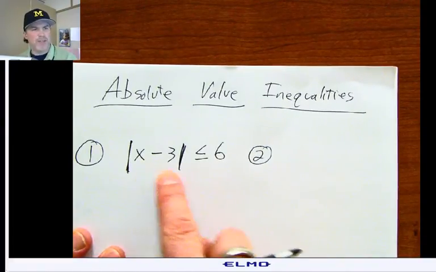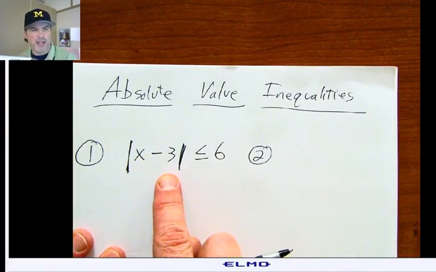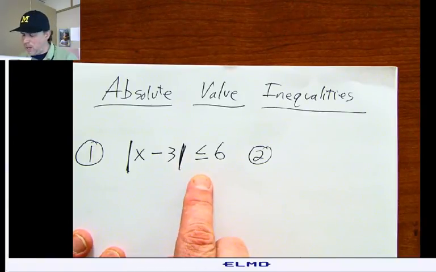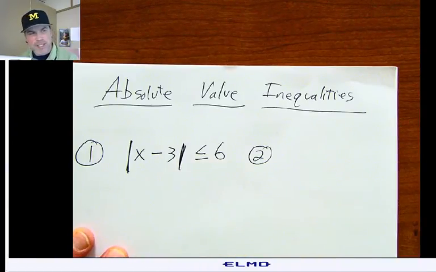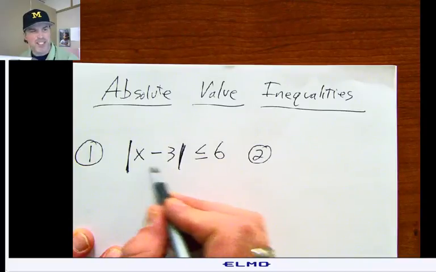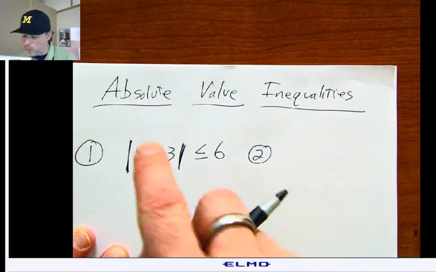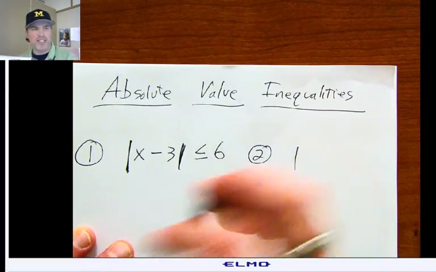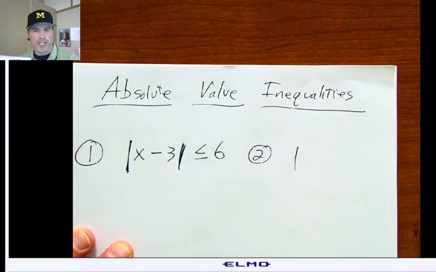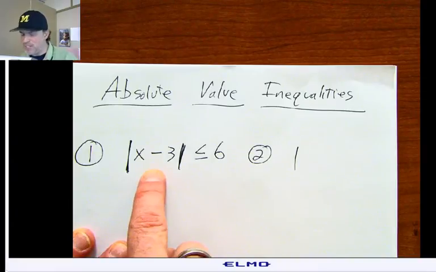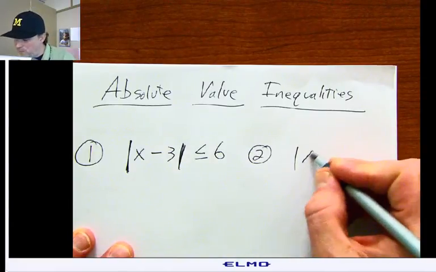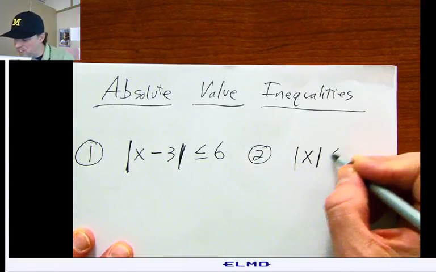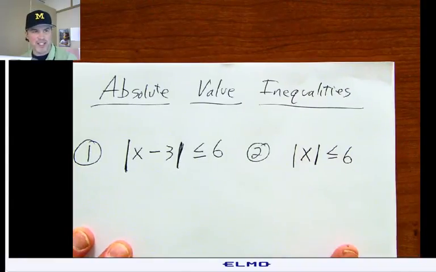But whenever I solve this problem, absolute value x minus 3 less than or equal to 6, what confuses people in these problems is this x minus 3. To remind me of what I need to do in this problem, I think of a similar situation, but a little bit easier. So instead of just absolute value x minus 3, what if it was just absolute value x less than or equal to 6?